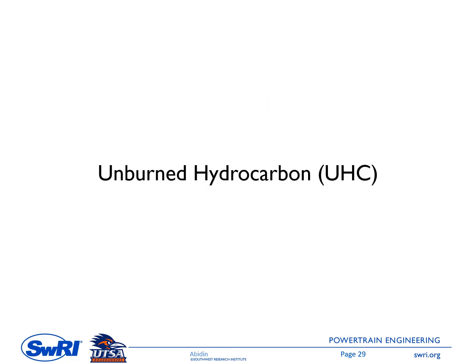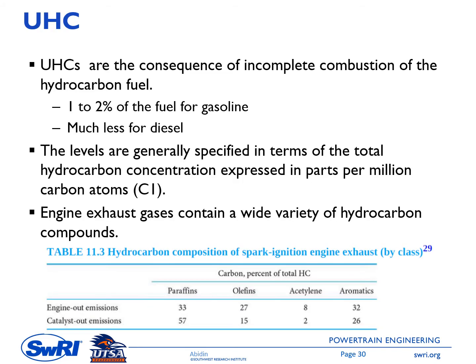The next one is unburned hydrocarbons, or UHC. UHCs are the consequence of incomplete combustion of the hydrocarbon fuel. We have UHC of 1 to 2% of the fuel for gasoline. Actually, it can be higher than 2%, especially if we have EGR inside the engine. It is much less for diesel combustion. The levels of UHC are expressed in ppm, parts per million, in terms of C1.